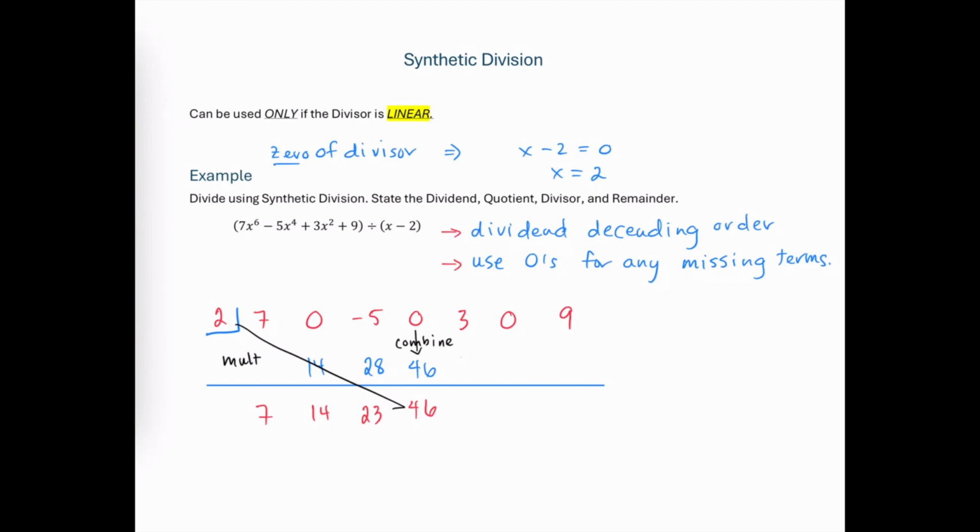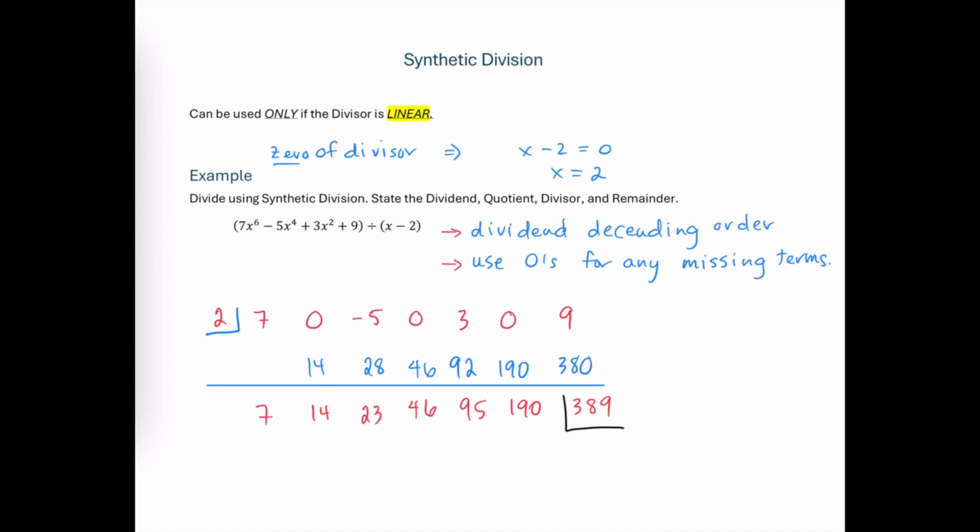And again, we multiply on this diagonal. 2 times 46 is 92, and that product is written underneath the next coefficient. We combine down to get 95, and then multiply on the diagonal. 2 times 95 is 190, which is written under the next coefficient. We combine down to get 0 plus 190 is 190. And then finally, we multiply on the diagonal again. 2 times 190 is 380, which is written under the last coefficient. We combine down again to get 389.